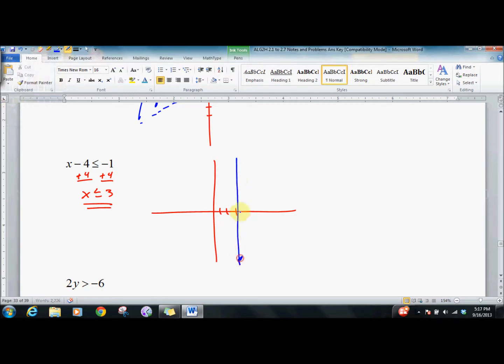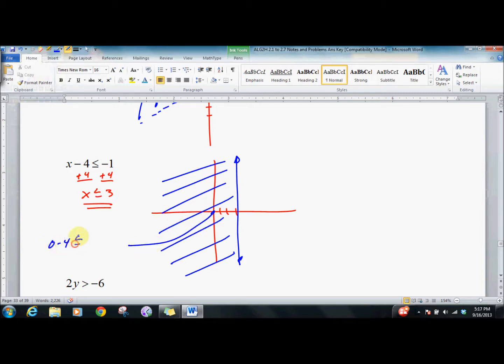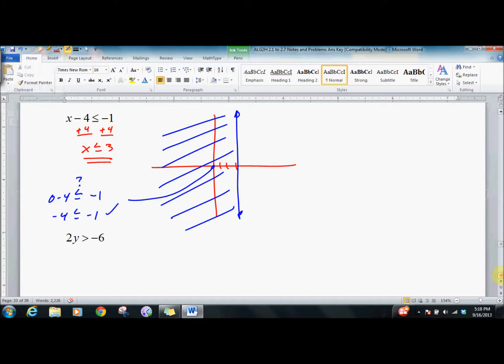Now we're in the less than range, so we want to go to the left. We can check 0 if you want. Is 0 minus 4 less than or equal to negative 1? Negative 4 is less than or equal to negative 1. Yes. And one more to try.